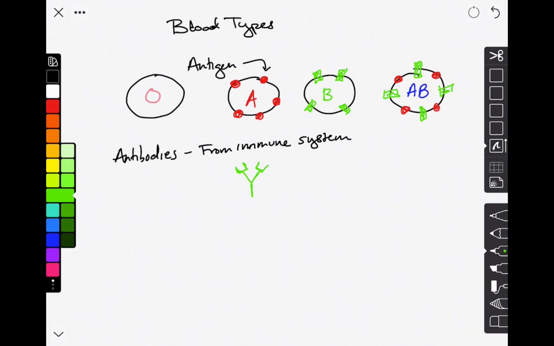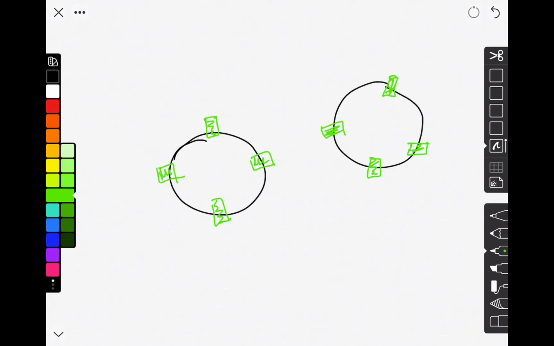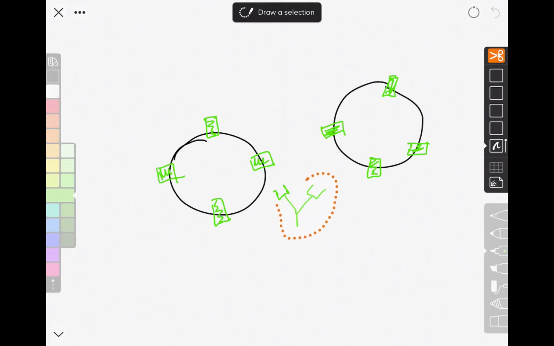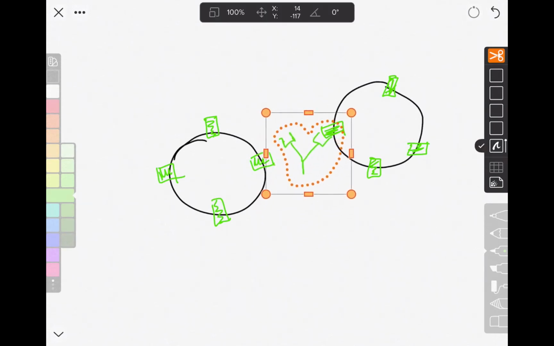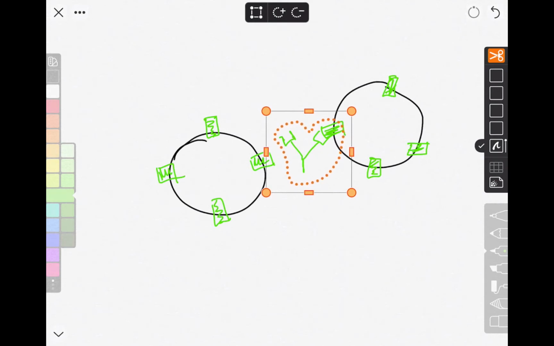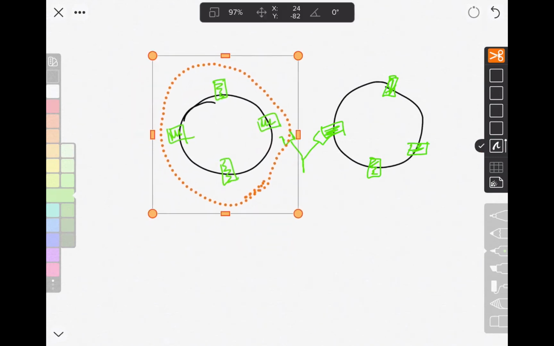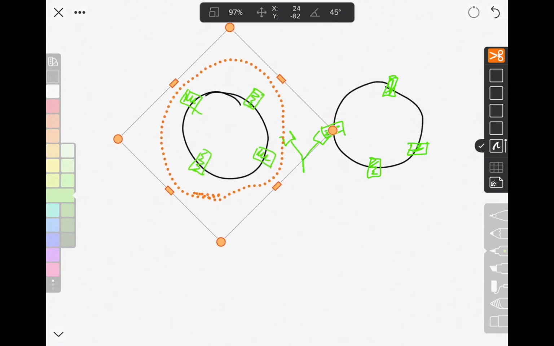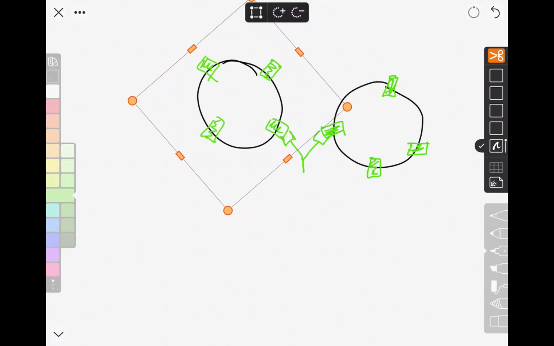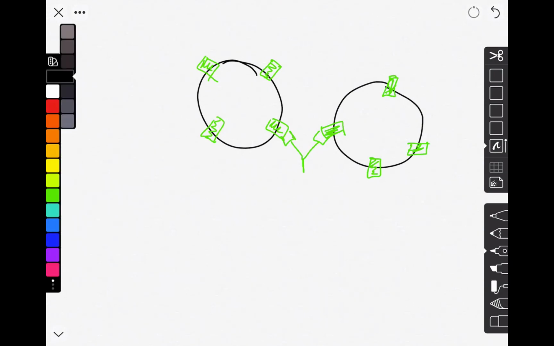And what these antibodies would be able to do in a scenario where you have blood and you have the antibodies to that blood, is these antibodies will move and they will grab on to those surface antigens that match them. And what this process causes is a clumping. And that clumping is something known as agglutination.